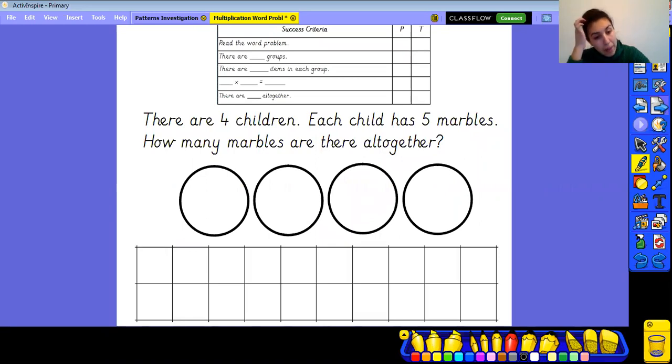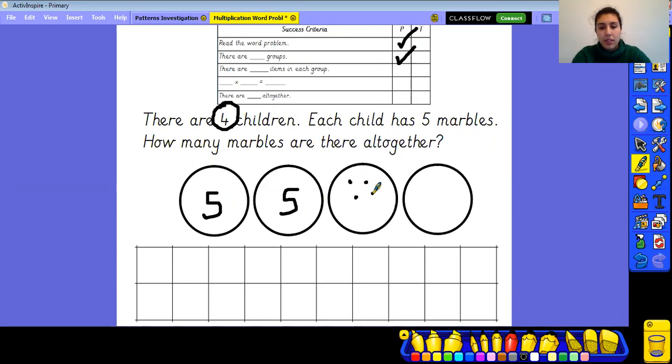Okay, this time I don't have any pictorial representations here to help me, but I do have space to draw my own. So there are 4 children. Each child has 5 marbles. How many marbles are there all together? So I've read my word problem. How many groups? Well, there are 4 children. So I've got 4 groups. And inside each group, I've got 5 marbles. So I could, if I want to, draw my 5 marbles like this. Or I could just write the number 5 digit. It's up to you.